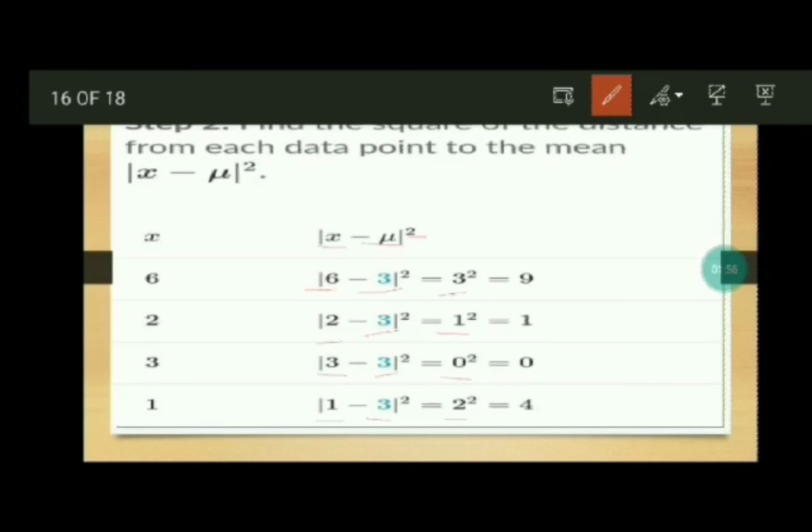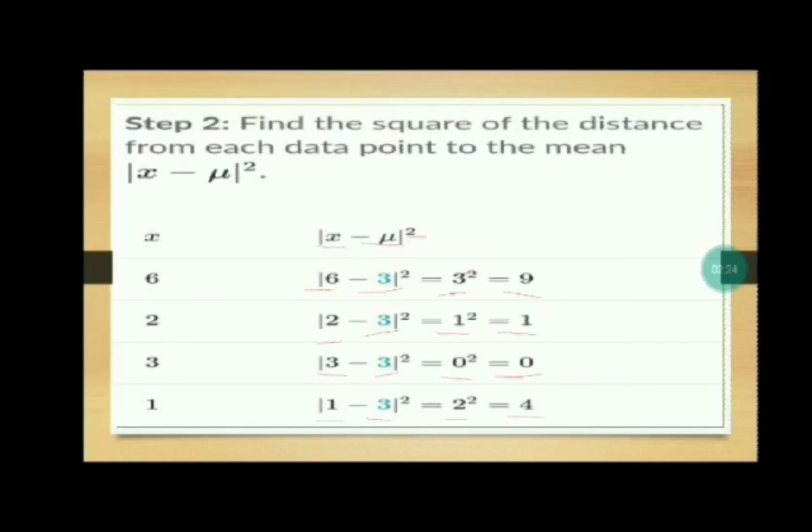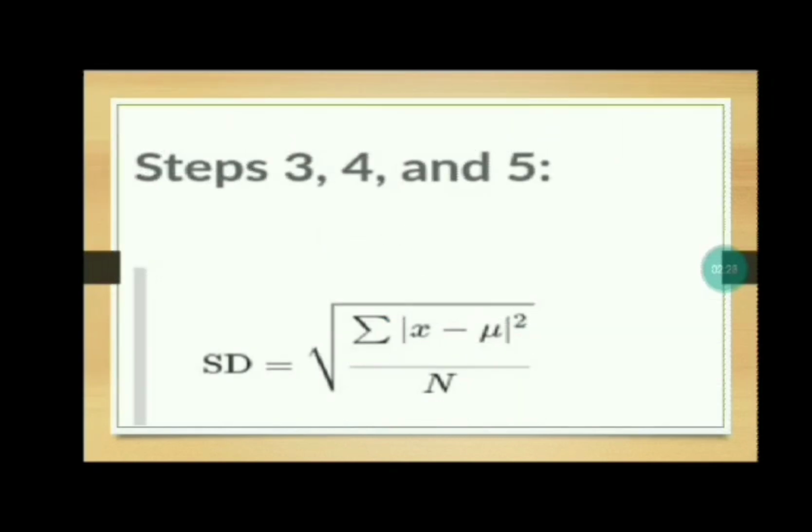And now, let's get their squares. So 3 squared is equal to 9. 1 squared is equal to 1. 0 squared is equal to 0. 2 squared is equal to 4. Or you can just do 3 times 3 is equal to 9. Or you can make it like that. So now we have the squares, so steps 3, 4, and 5.